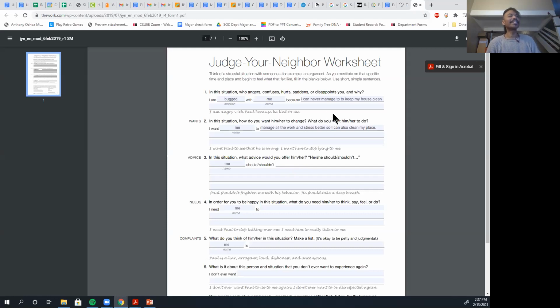In this situation, what advice do I have? I should be able to do this. Cleaning's not hard. Cleaning is not hard. I shouldn't be a slob. Should be able to do this. Cleaning's not hard. I shouldn't be a slob. Okay, hold up. This is bringing up something.